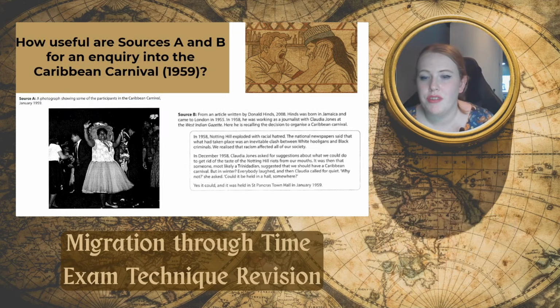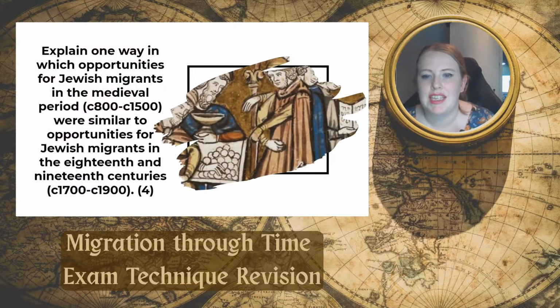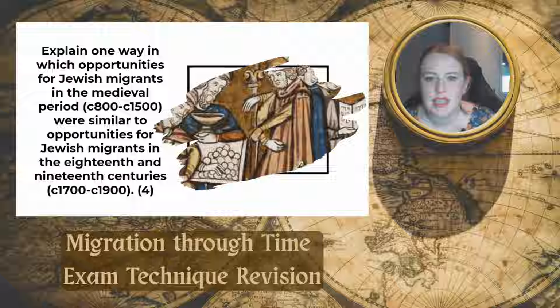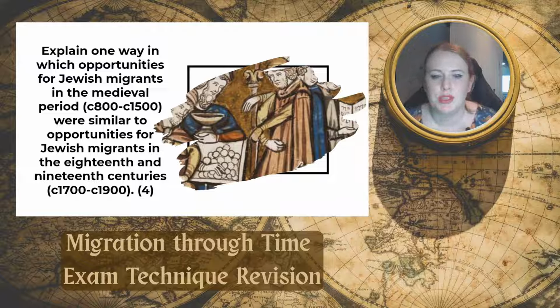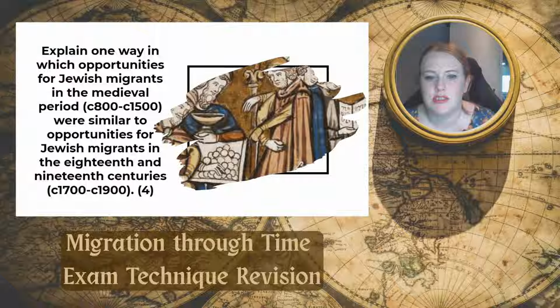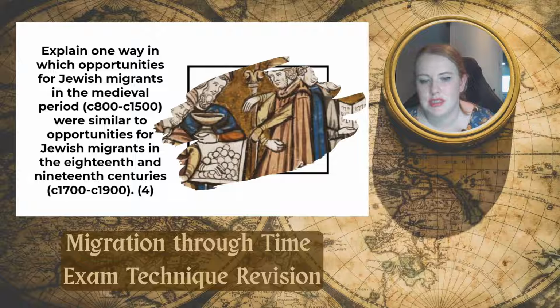Fantastic. Hopefully you found that all right and you've now got a lovely source utility answer there. So now we're going to have a look at our similarities and differences question. This one says, explain one way in which opportunities for Jewish migrants in the medieval period, circa 800 to circa 1500, were similar to opportunities for Jewish migrants in the 18th and 19th centuries, circa 1700 to circa 1900.